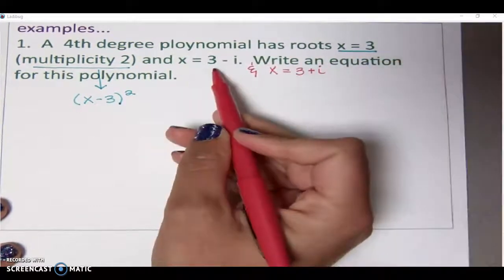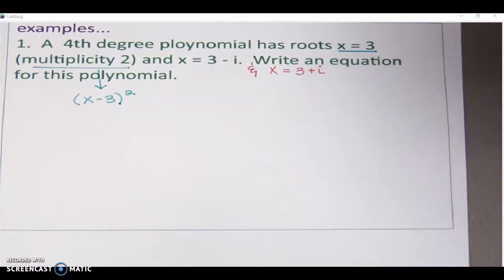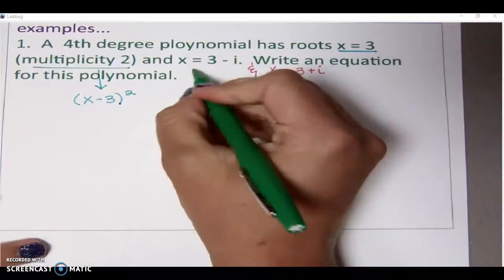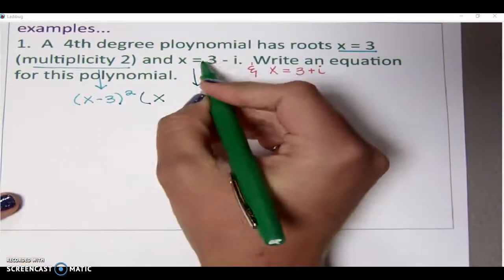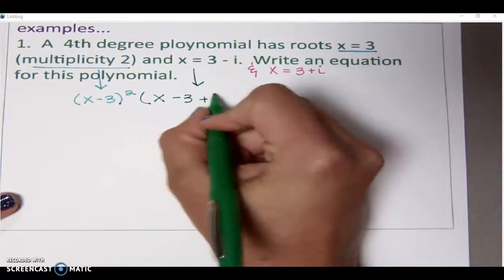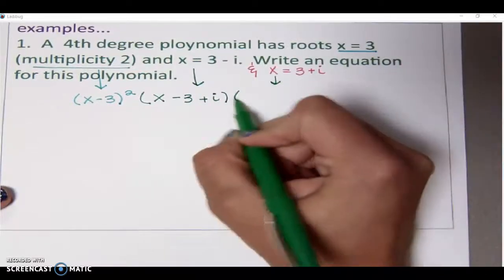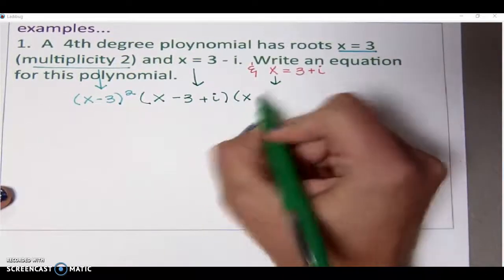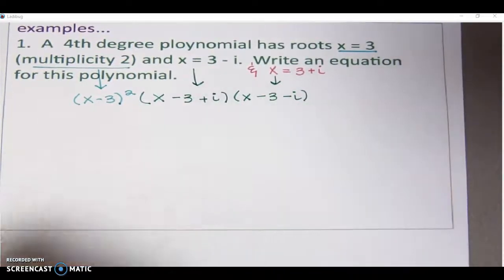A lot of times they will only tell you one and you have to know that you have the other. So to write those as factors instead of solutions, we're going to change all the signs. So we're going to have x, change this to a negative 3, change this to a positive i. When you're making them into factors, you're just changing the signs. And then over here, we have x, we'll have minus 3, and we'll have minus i. Always multiply out your imaginary parts first.